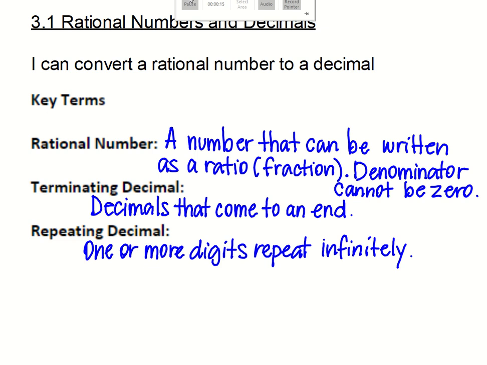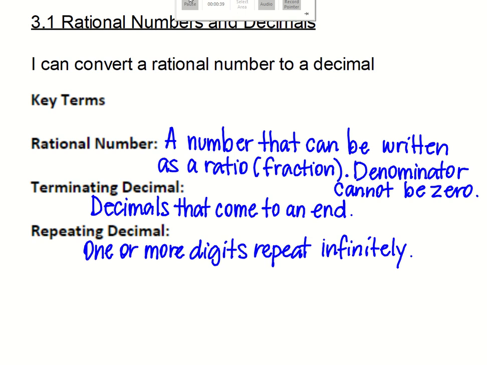We're doing 3.1 rational numbers and decimals. Your I can statement for today is I can convert a rational number to a decimal. Some of you may remember how to do this. This will be a review for some of you, and some of you are going to need some more practice at this. So let's write down our key terms. Pause the video and write down your key terms if you need to. Today we have rational number, terminating decimal, and repeating decimal.